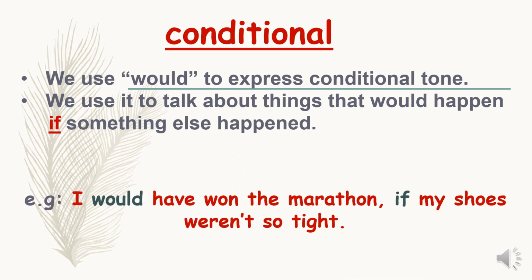Look at the example. I would have won the marathon if my shoes weren't so tight. So here we are using would to express conditional tone because we have the word if and we have a condition that if it happened, something else would have happened. So this is the conditional tone. If you see if, you always remember the conditional tone.